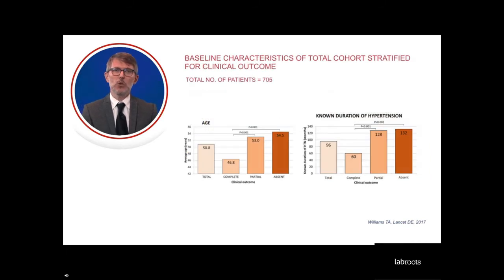If we look at the outcome after adrenalectomy, the patients that have the best performance are patients with young age and patients with shorter duration of hypertension. This underlines the importance of early detection of primary aldo, early screening of these patients before they become resistant to drug therapy.